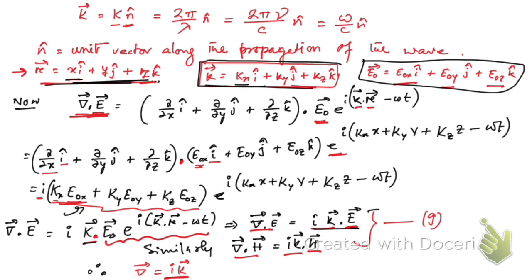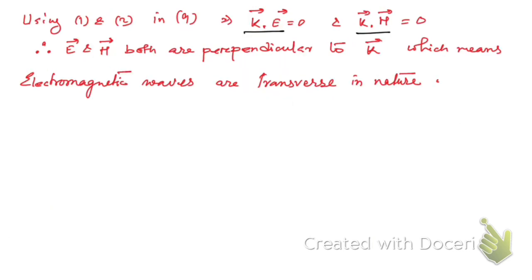That means if i k dot e is 0, then k dot e is also 0, right? That's obvious. So the dot product of these two vectors is 0.